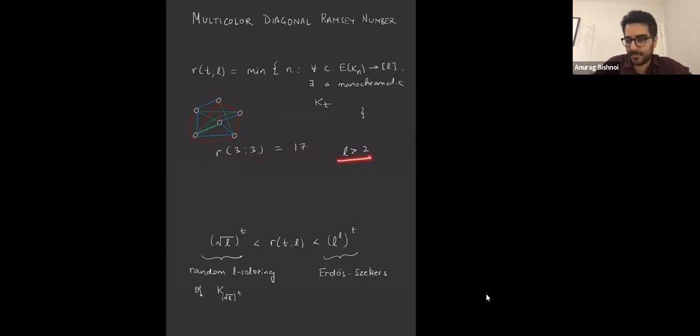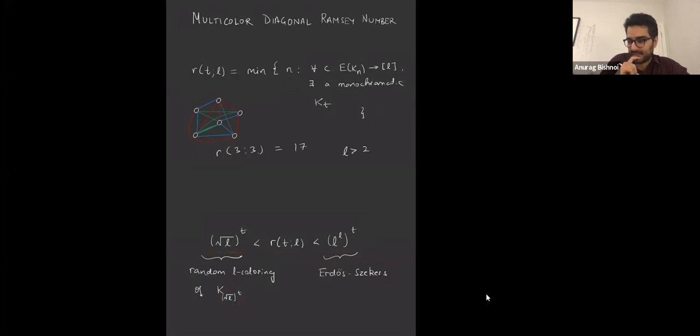So this whole lecture is about multicolor diagonal Ramsey numbers where the number of colors is strictly bigger than 2. And we also saw some general upper bounds and lower bounds on Ramsey numbers. So for example, the classical Erdős-Szekeres bound implies this exponential upper bound with base L to the L on the number. And a random L-coloring of the complete graph on these many vertices can be shown to have no monochromatic K_t with probability greater than 0. So this gives you the lower bound, right? So this is the basic stuff we saw in the third lecture.